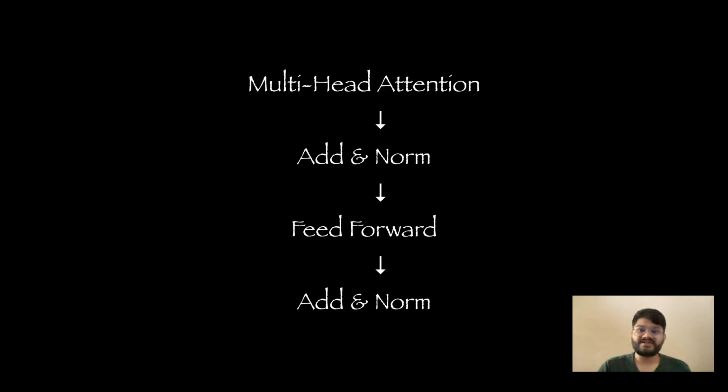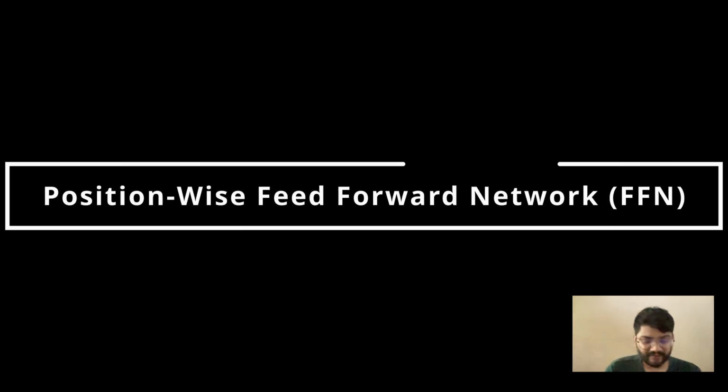The flow for this is: first we have multi-head attention, then we add and normalize, and then we have a feed forward, then again we add and normalize. After which we have a position-wise feed forward network, FFN.